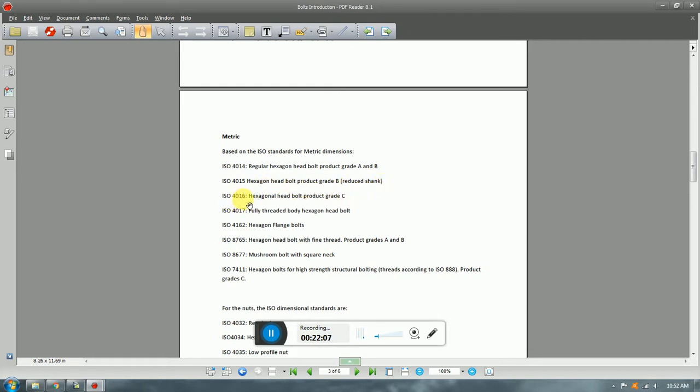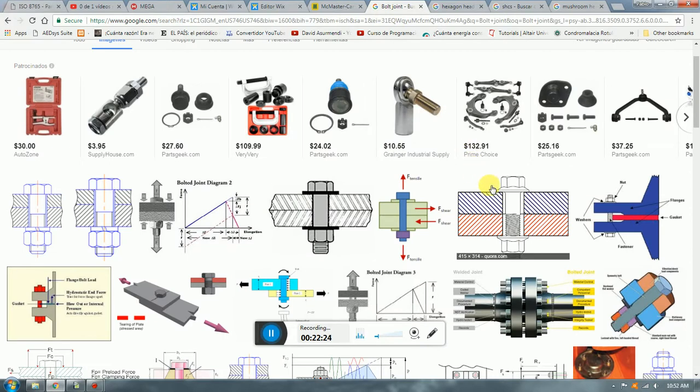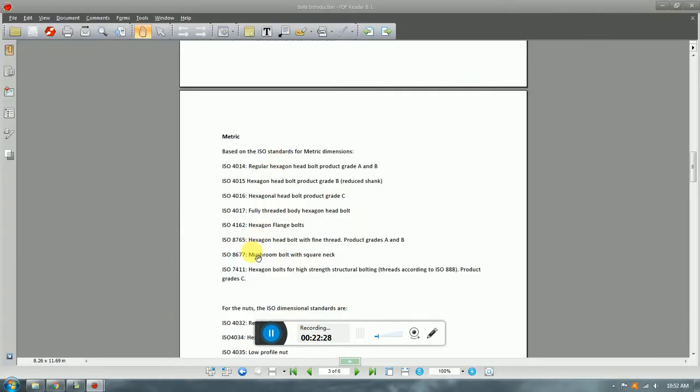You're going to get the 16, which is similar, just with grade C tolerance for the thread. Then you're going to get the 17, which is the fully threaded, and 4162 with the flange, so you don't require a nut. For some areas you don't want to use a washer, because it could fall into a turbine or something.